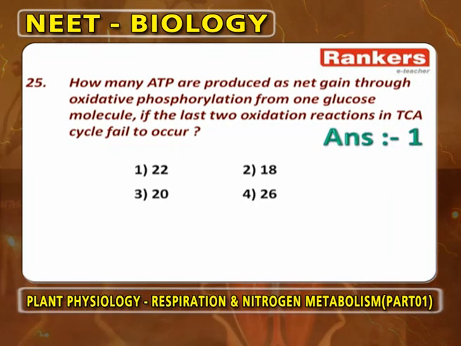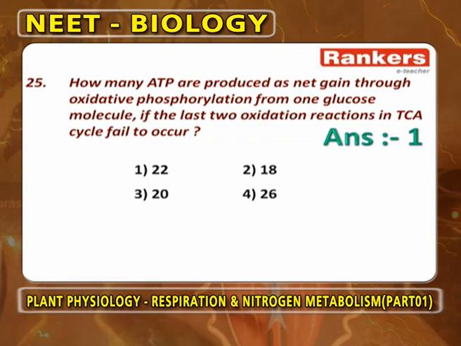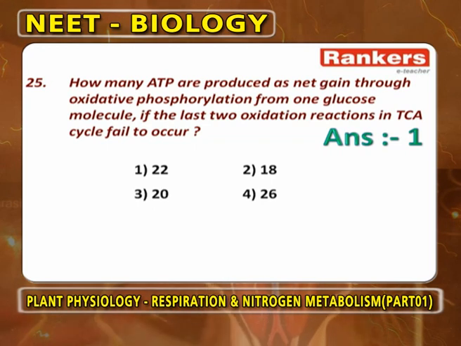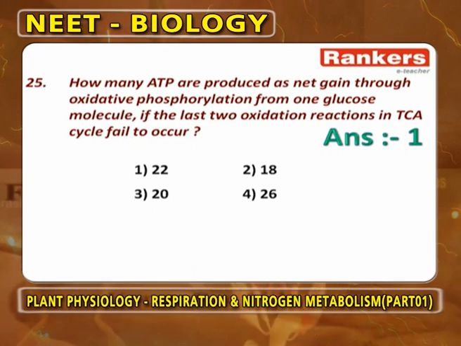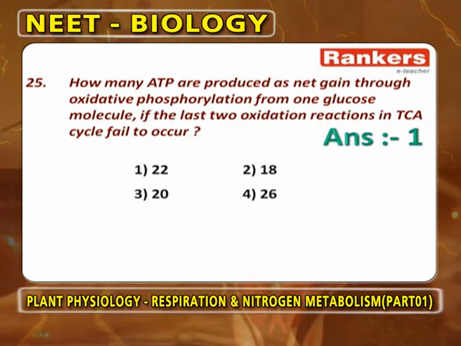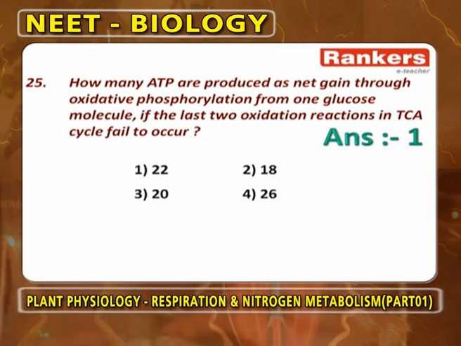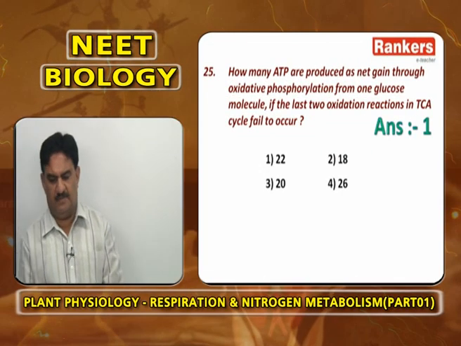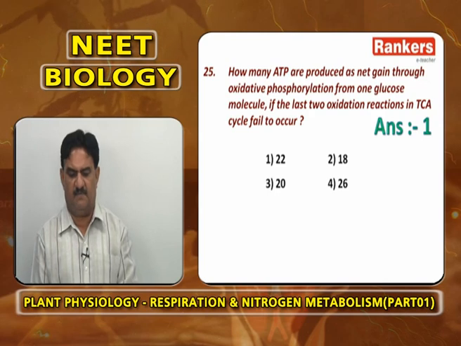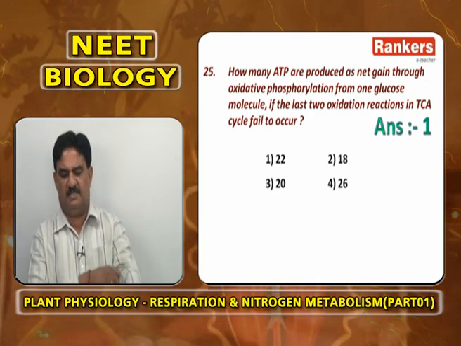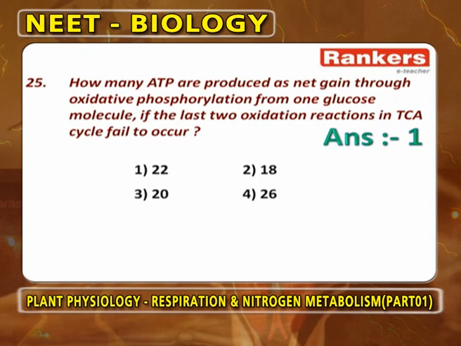How many ATP are produced as net gain through oxidative phosphorylation from one glucose molecule if the last two oxidations in the TCA cycle fail to occur? The last two oxidations mean one NADH2 and one FADH2. When NADH2 and FADH2 are not formed, what is the ATP count? The answer is 22 ATP. 22 ATP are formed. First option.